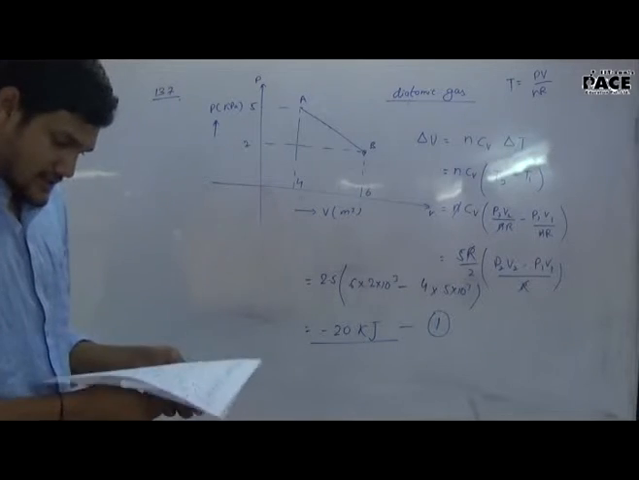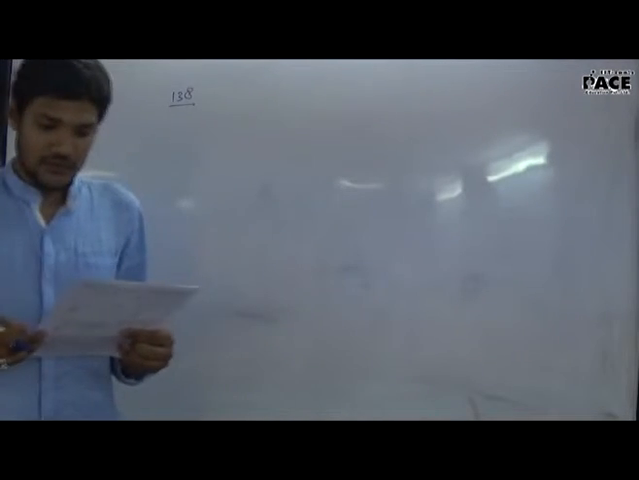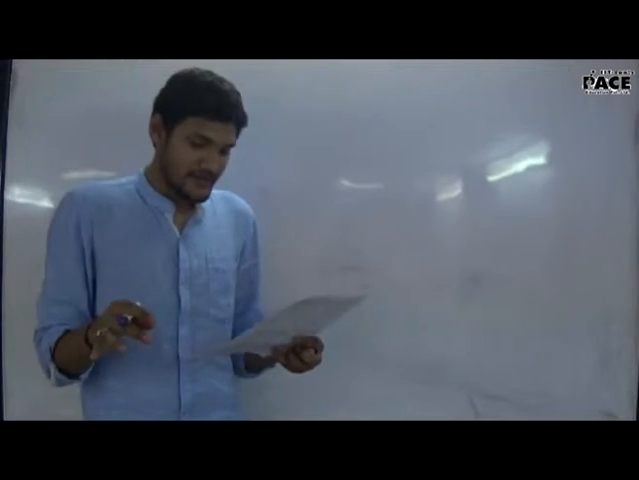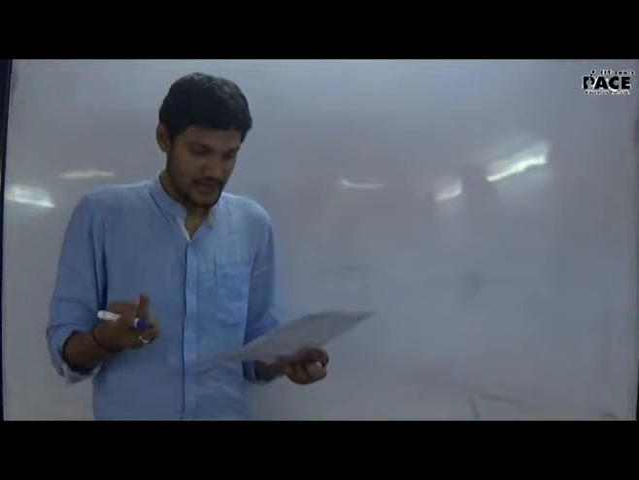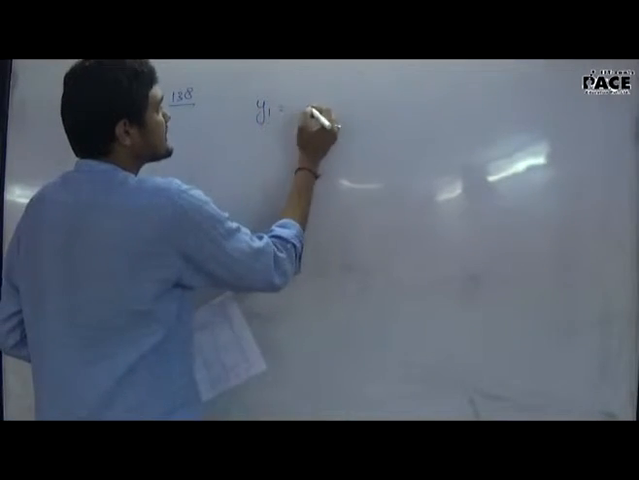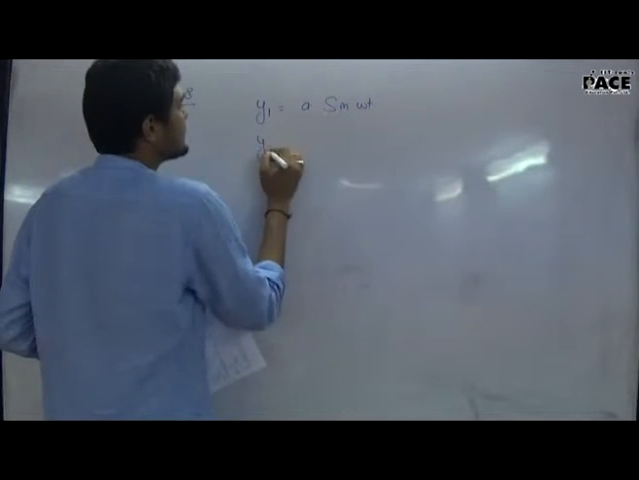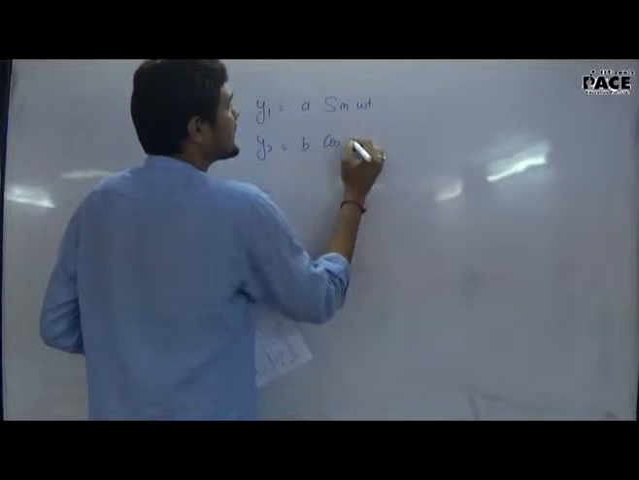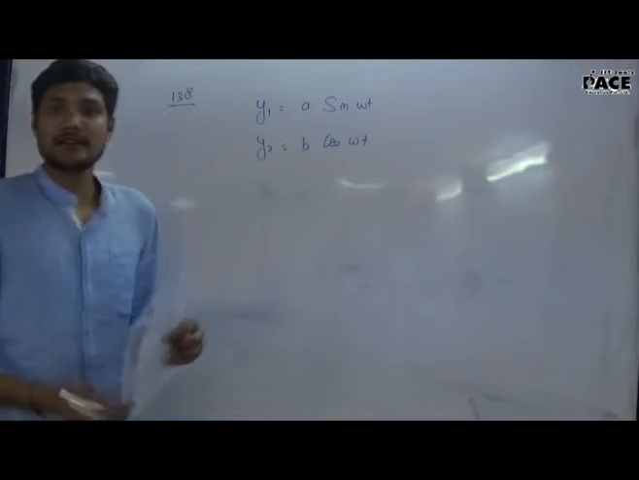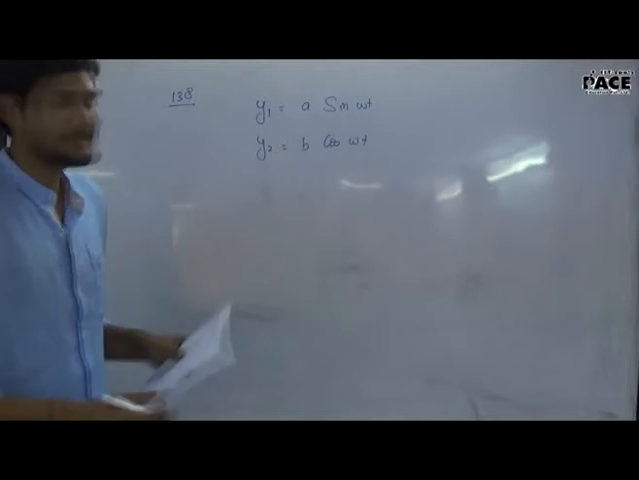The next question is question number 138. For question number 138, there are two separate waves which are interfering or superpositioning at a given point. That means the first equation is given as A sin omega t. The second equation is given as B cos omega t. So we have to find the resultant of the wave which is formed by the interference of these two waves.